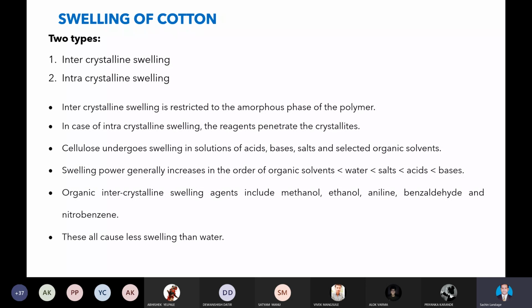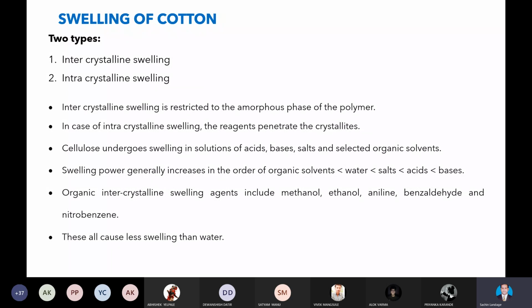The crystalline region is a region where polymeric chains are compactly arranged. The amorphous region is a region where polymeric chains are far apart from each other. And the mesomorphous region is the region between the crystalline and the amorphous region. Now, why is the intercrystalline swelling restricted to the amorphous phase only? And the intracrystalline swelling is a region that penetrates into the crystals also.